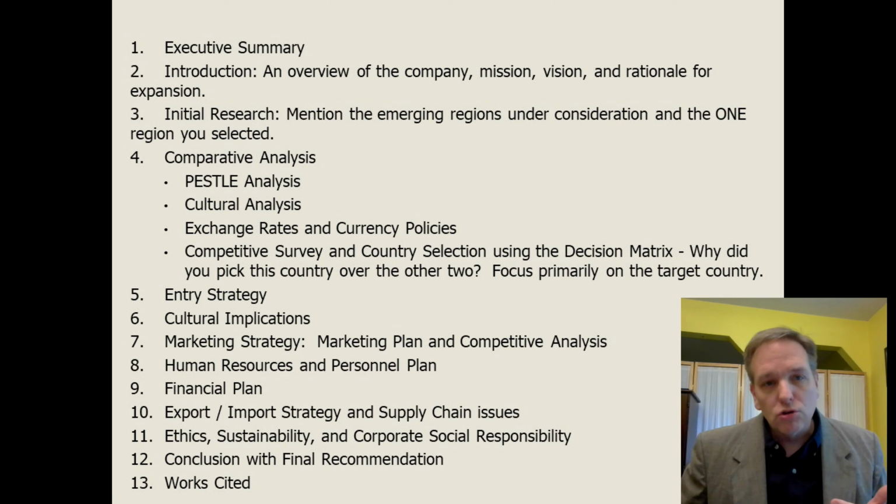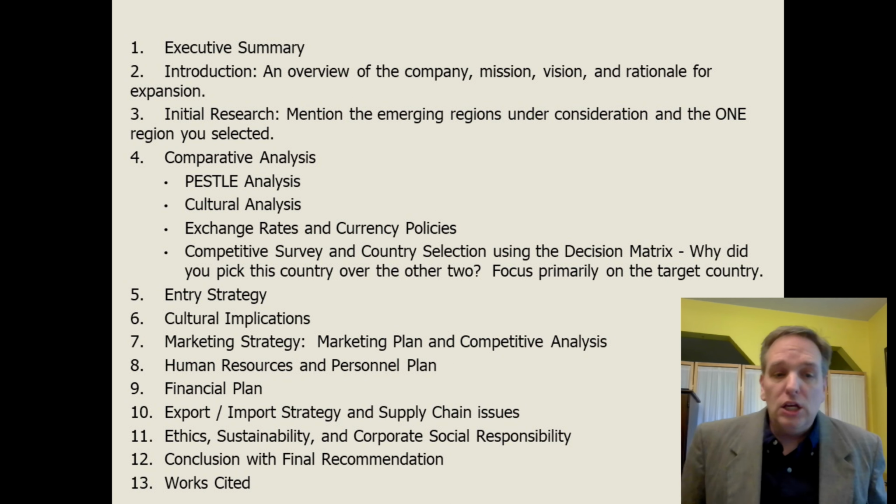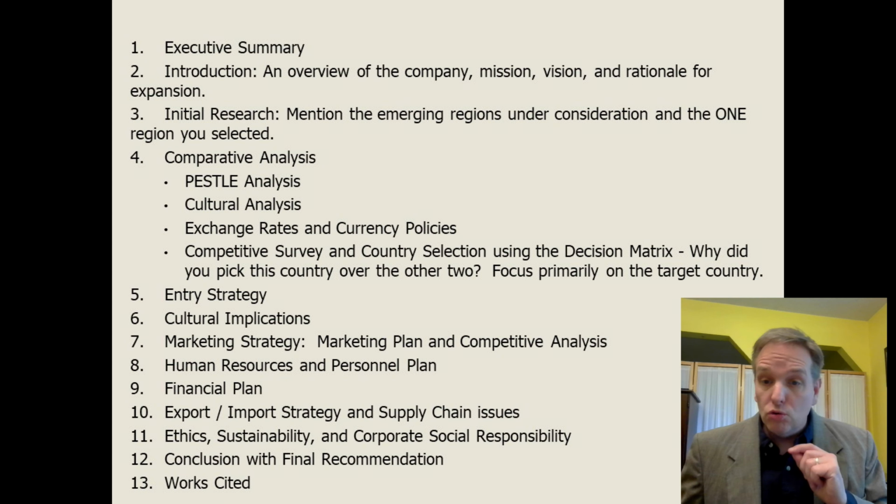We've got an executive summary, an introduction, some initial research, comparative analysis, right? And then we go on to entry strategy, cultural implications, marketing strategy, the HR and personnel plan, the financial plan, the export-import or EXIM strategy and supply chain issues, ethics, sustainability, and corporate social responsibility, a conclusion with final recommendation, and then works cited. So as I said before, we're going to look at each one in turn and use that to explain what you need to write about in each of those sections.